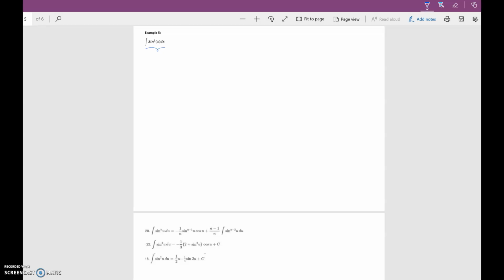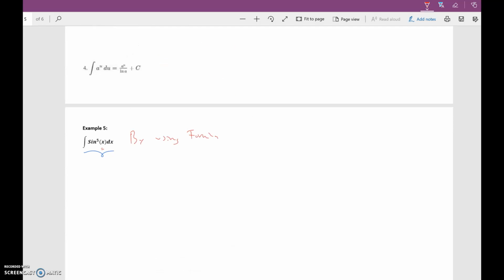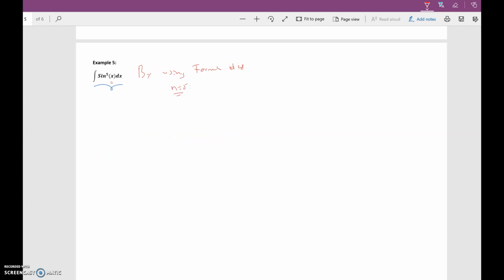Also you have to be careful because you may have to look at a u substitution if you have another value in the argument. So in this case, I'm going to apply the formula by using number 28, and then we're going to use 28 with n equal to 5.